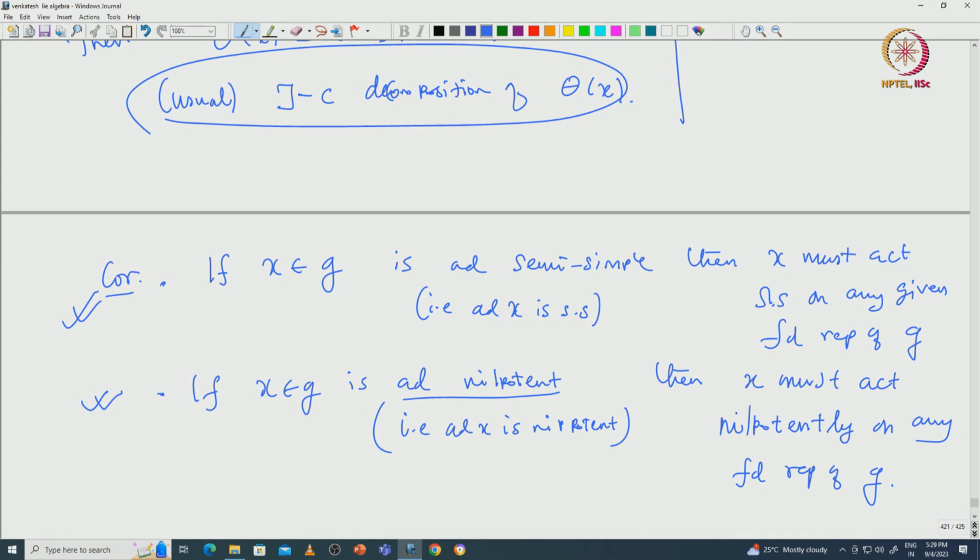In the next class, I will start with the structure theory of semisimple algebras. We will use all the results that we have learned so far. So, I recommend you revise the results before starting the next lecture.